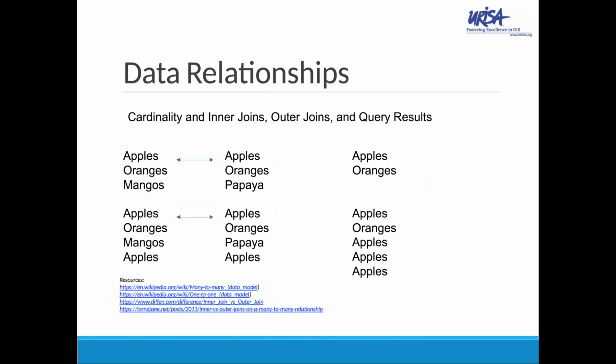An outer join occurs where, if we were outer joining the table containing mangoes with the table containing papaya, if we were doing a left outer join, then the mangoes, because it's in the left table, would be in the output. And if we did a right outer join, papaya would be in the output set. And if we did a full outer join, both mangoes and papaya would be in the output set.